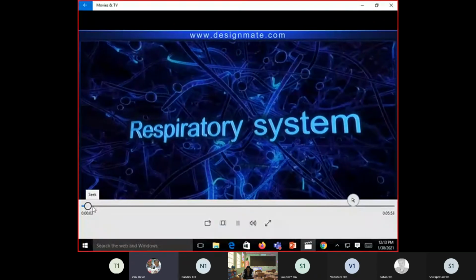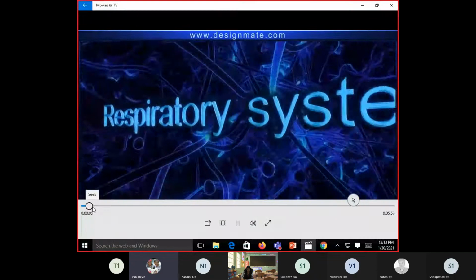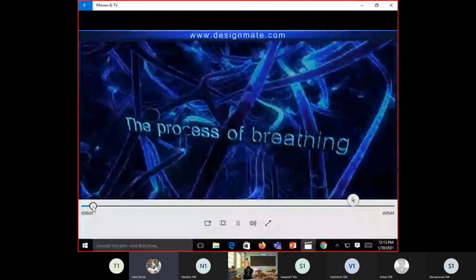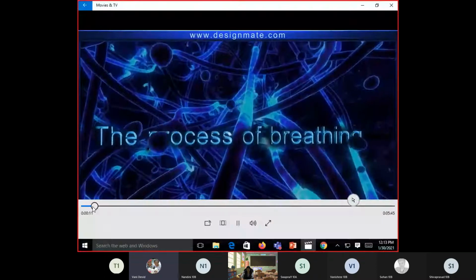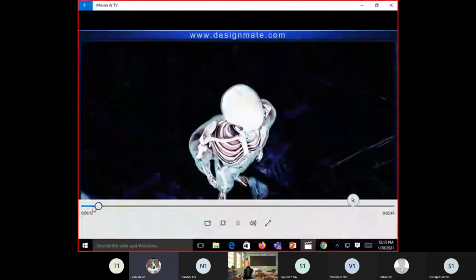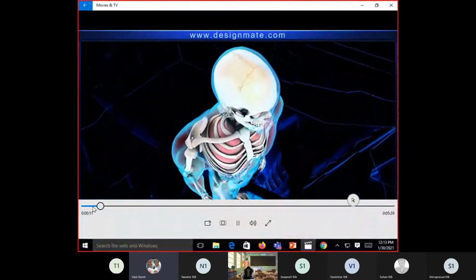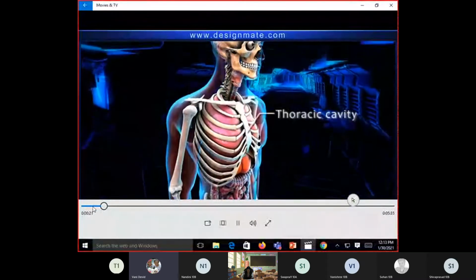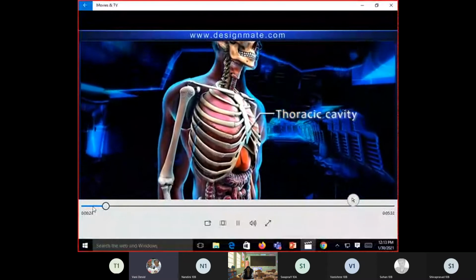Respiratory system. To understand the process of breathing, in humans, the main organs responsible for respiration are present in the thoracic cavity.